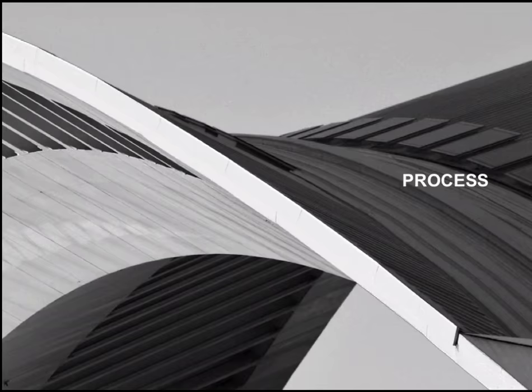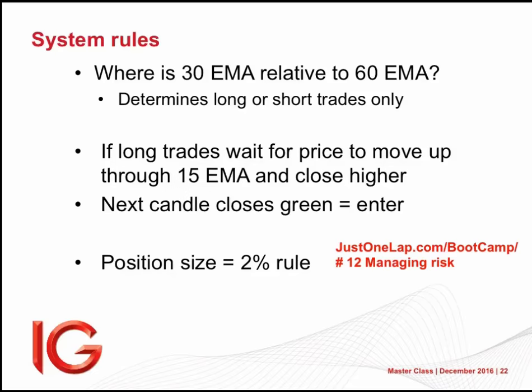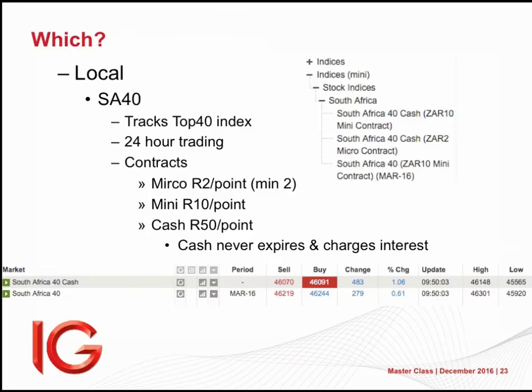I'll show you some places, and then I'll come back to a live example I pulled yesterday afternoon. So the process, as I said: you determine that trend, you wait for the 15, next candle green, you enter the trade, all well and good. Position size, normal 2% rule. There's a video there which you'll find at onelap.com/bootcamp. Look for video number 12. I will touch on it in a moment.